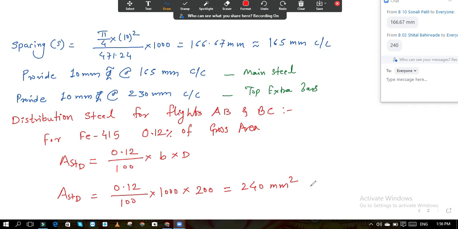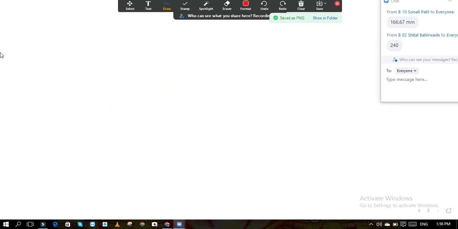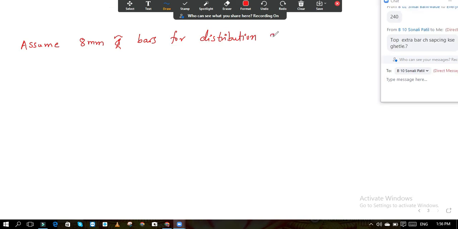So assume 8 mm diameter bar for distribution steel. Okay. So here I will say assume 8 mm diameter bar for distribution steel.